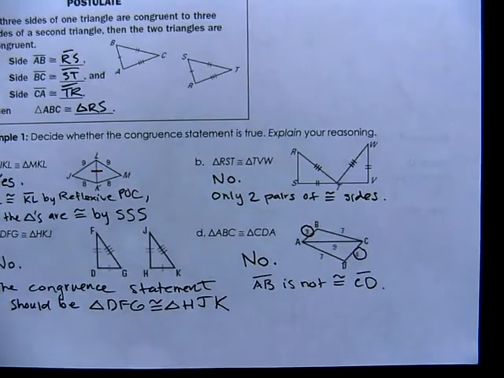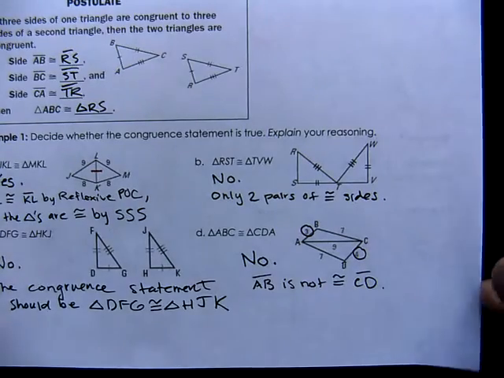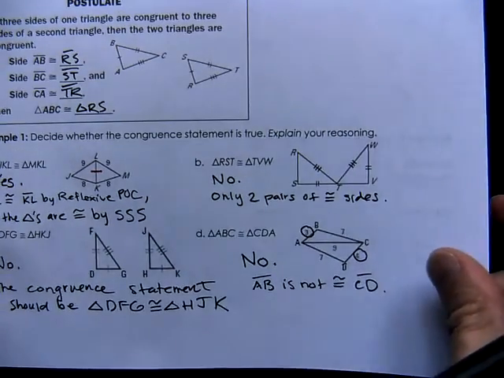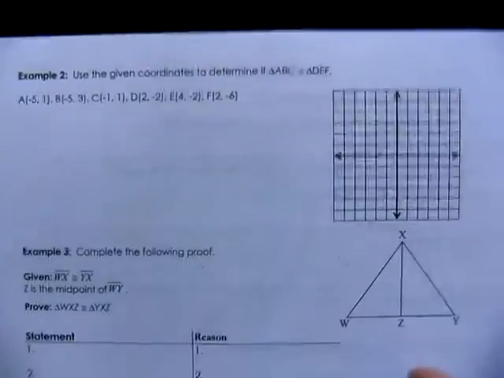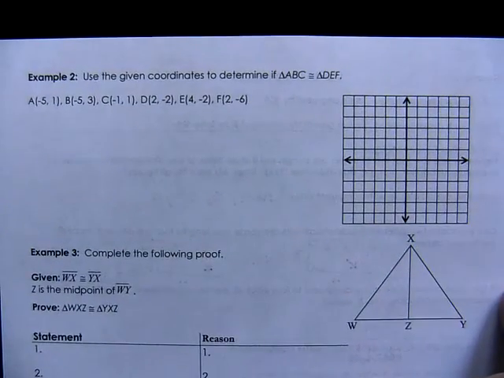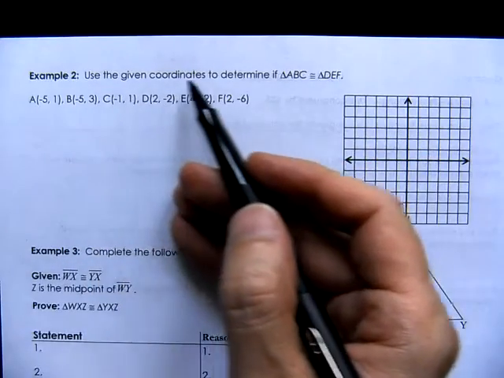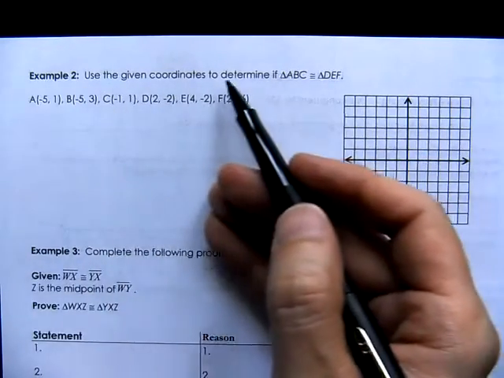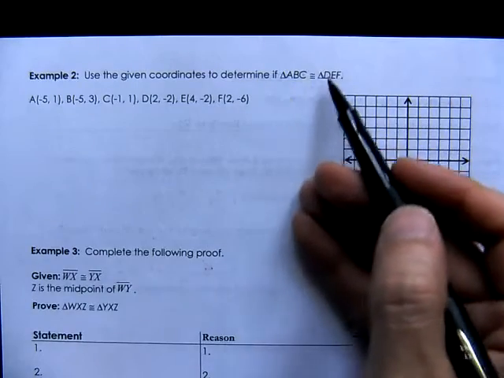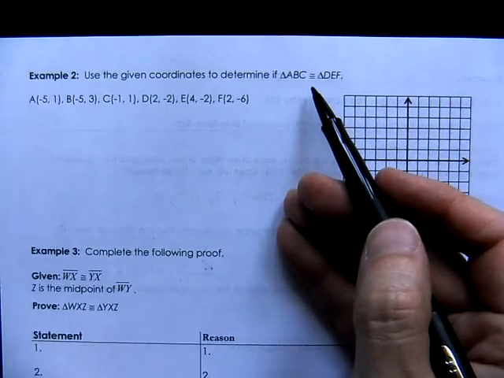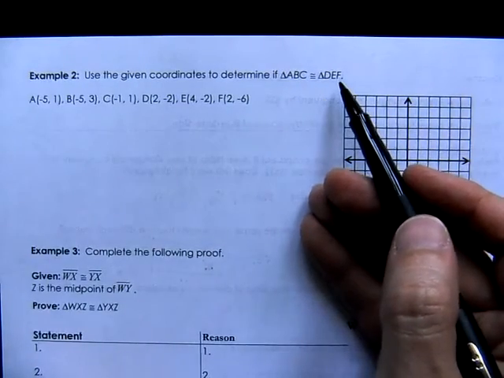Okay, so let's take a look at a few more examples on the next page. Here at the top, we'll be graphing these points to create these 2 triangles, and we're asked the question, use the given coordinates to determine if the triangles are congruent. So yes or no, are the triangles congruent?